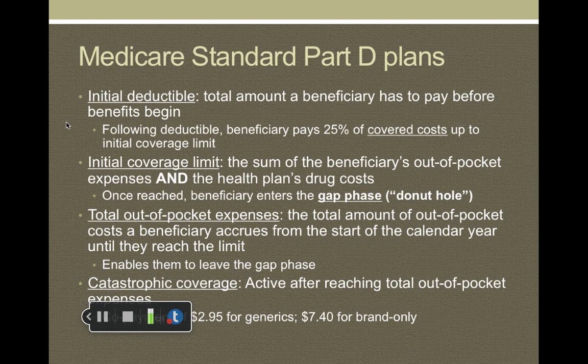Patients then have a total out-of-pocket expense, and so that's the total amount that they accrue from the start of the year until they reach that limit, and so that allows them to leave the gap phase or the donut hole. And so that's $4,850. And once they reach that drug spend, they'll be in catastrophic coverage, which is significantly reduced drug plan costs or drug plan co-payments for patients. And those amounts are listed here on the slides for you.